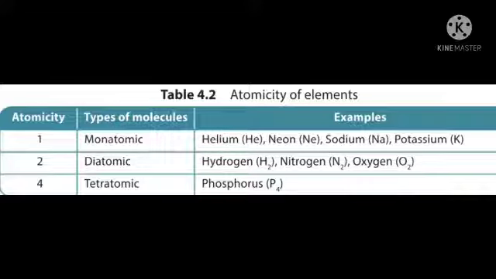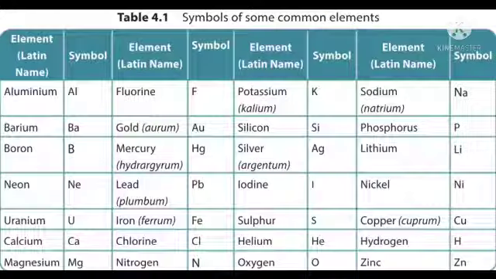Then atomicity. What is atomicity? The number of atoms present in one molecule of an element is known as its atomicity. In types of molecules we have learned three: monatomic, diatomic, tetratomic. Tetra means atomicity is 4. So what's the example for atomicity? That is phosphorus P4.